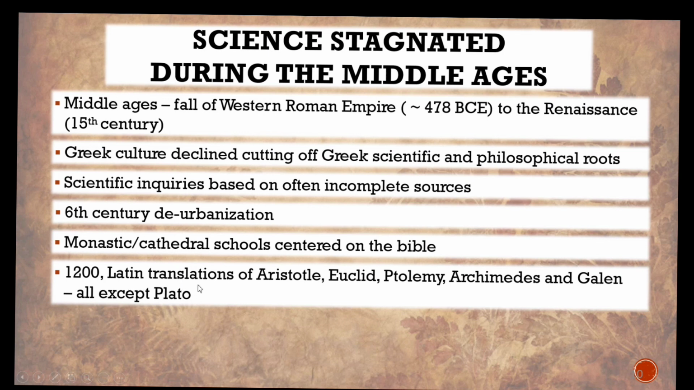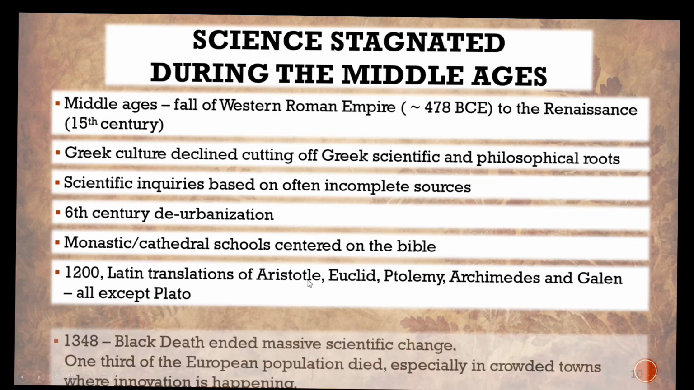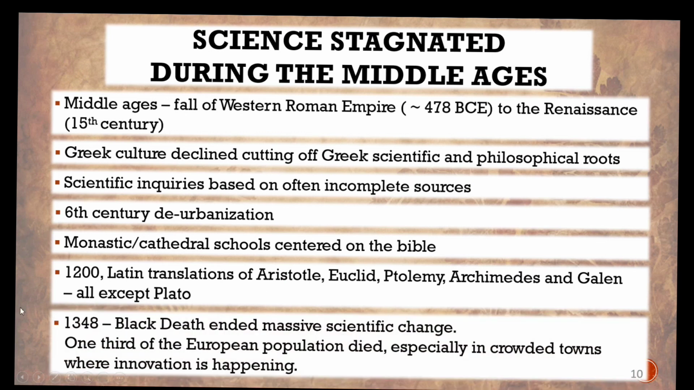In 1200, there were Latin translations of Aristotle, Euclid, Ptolemy, Archimedes, and Galen, except for the work of Plato. And then also during the Middle Ages, the Black Death happened. It is actually the bubonic plague. If you watch movies about it or read what happened during that time, many people got sick and many people died.